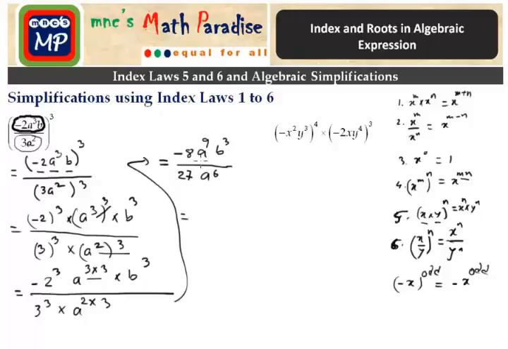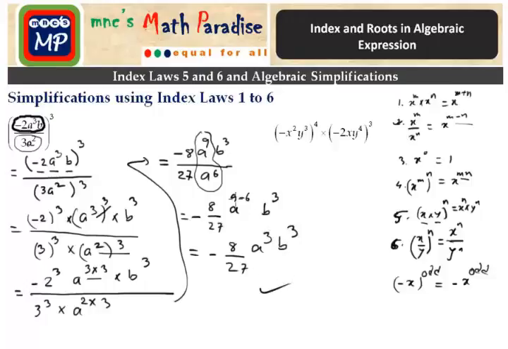So now if we use this division formula, we will get minus 8 by 27 a to the power, division formula, same base division, so the power will be subtracted: 9 minus 6, and b to the power 3 will remain as it is. So we are getting minus 8 divided by 27, a to the power 9 minus 6 is 3, and b to the power 3. We will do the second example in the next slide.